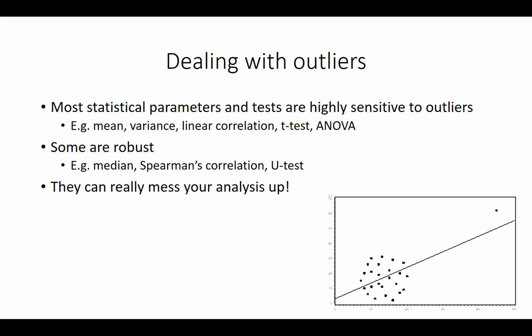So actually, most of the statistical tests that we learned, and most of the parameters, so if you calculate the mean, standard deviations, stuff like that, will be very, very sensitive to outliers. Again, most of the tests that we looked at were very sensitive. Some are more robust. If you use the median instead of the mean, or Spearman's correlation instead of Pearson's correlation, or a U-test instead of a t-test, then you're on much more stable ground with respect to outliers.